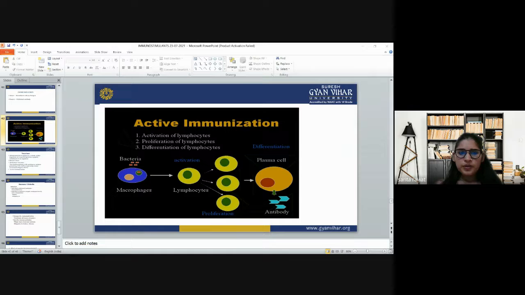So this is the picture of immunization, active immunity. Now talking about the next. As you can see, this is the bacteria and macrophage. This is the activation of lymphocytes. This is the proliferation and this is the differentiation. So this is plasma and this is the antibody.